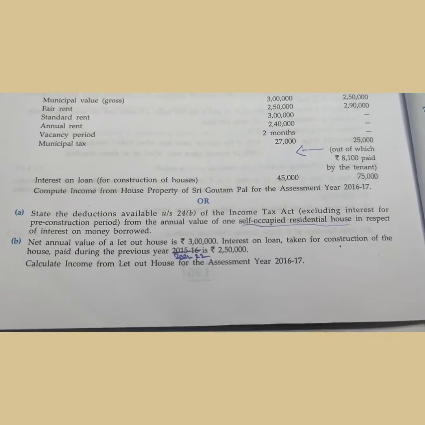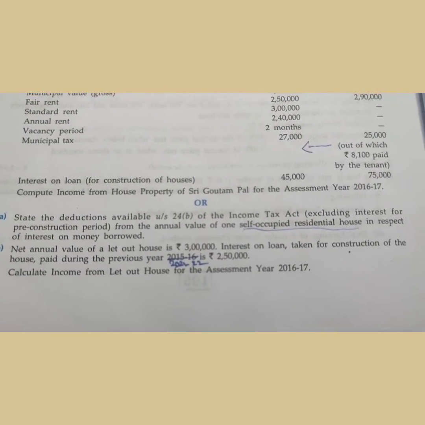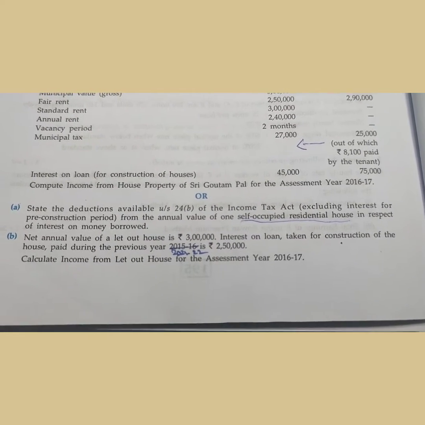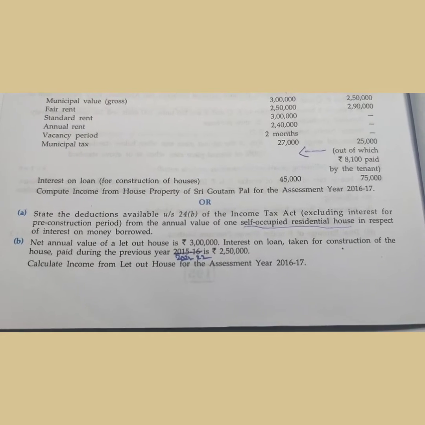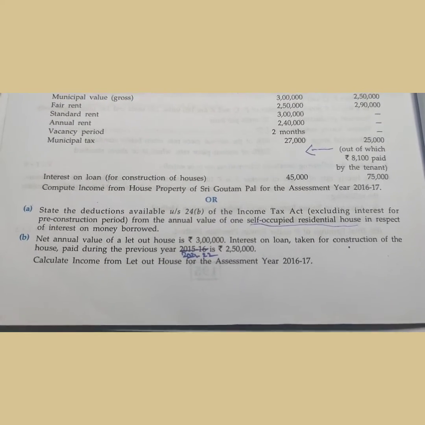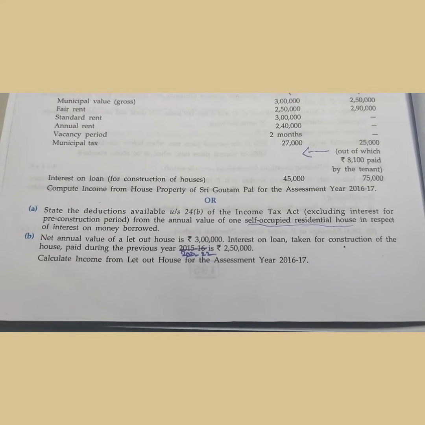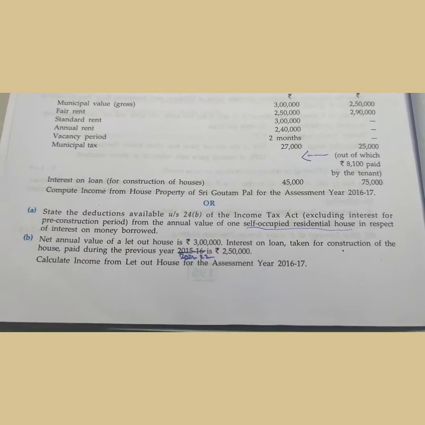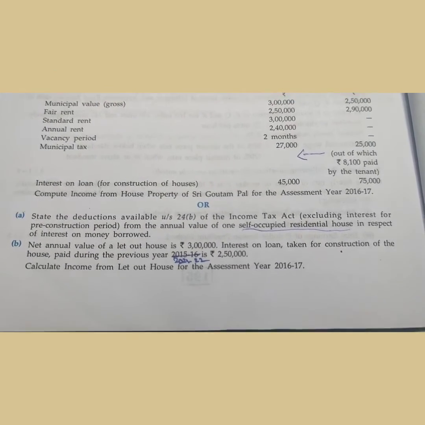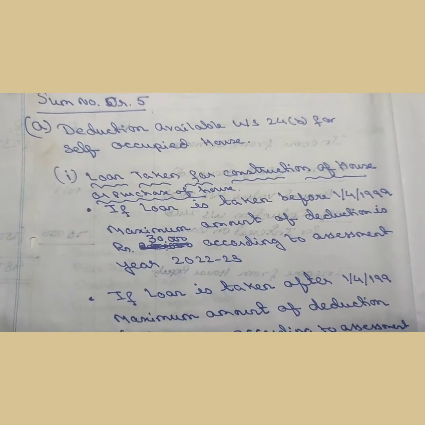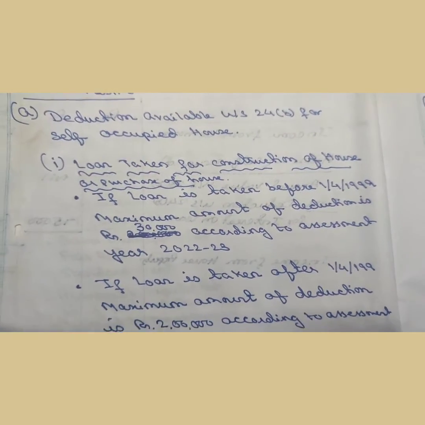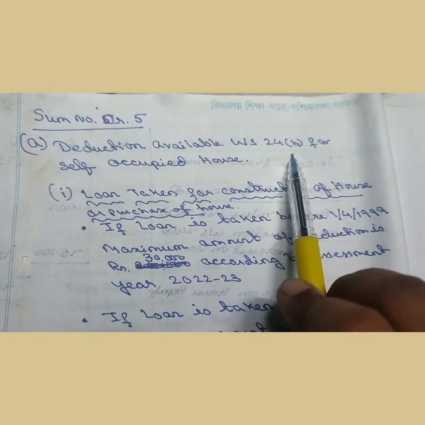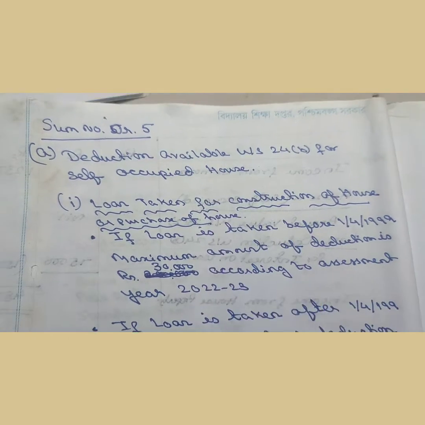Now we know in case of let out property there are no conditions for interest on loan, or we can say there is no maximum limit. But in case of self-occupied house, there is a maximum limit of interest on loan. Here you have to mention that. How will we write this? The question is the deduction available under section 24 clause B for self-occupied house.